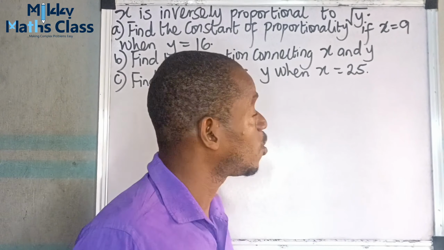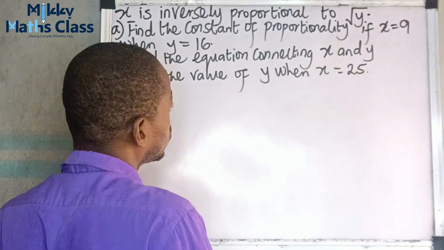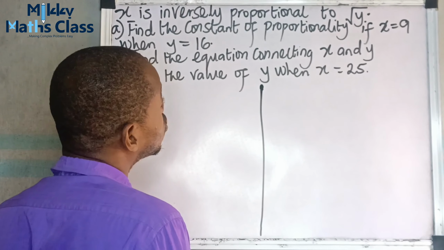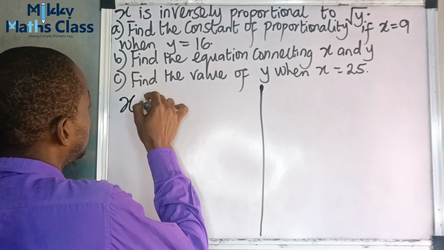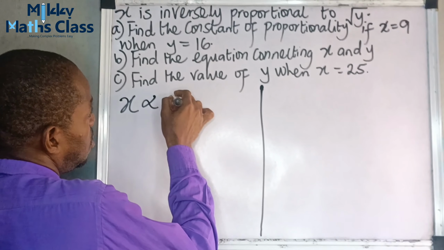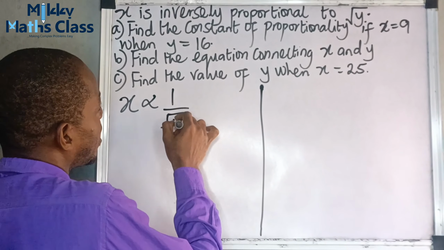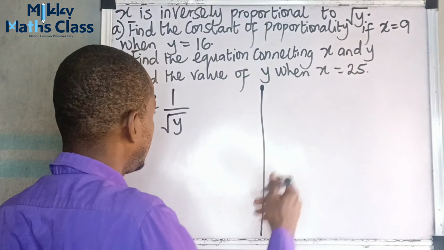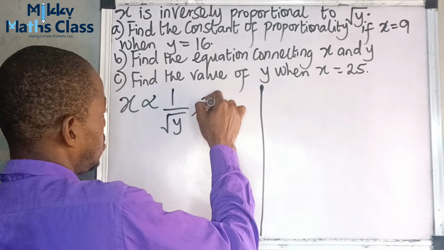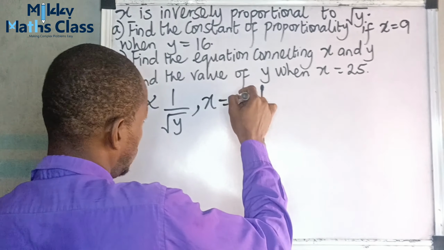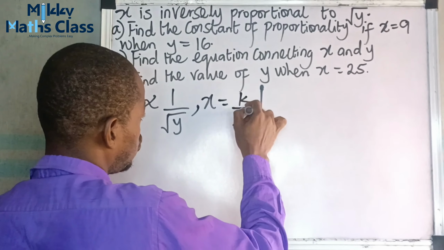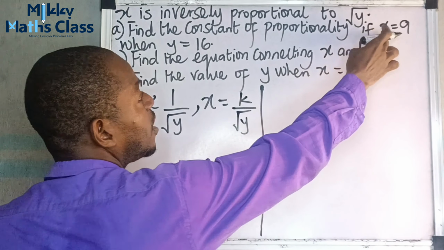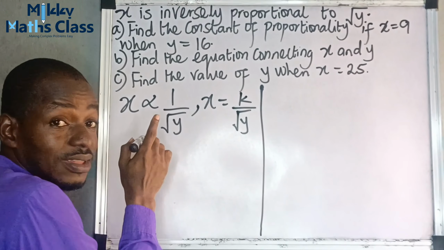All right, let's look at this third example. It says X is inversely proportional to the square root of Y. Our X is inversely proportional to the square root of Y. Then we are asked to find the constant of proportionality, that's our K. So from here, that means our X is equal to K over root Y. Okay, so find this K. If X is 9, so wherever we see X, we put 9.